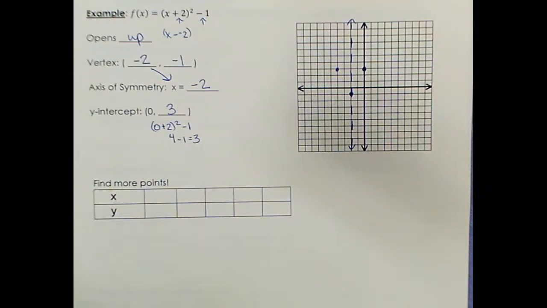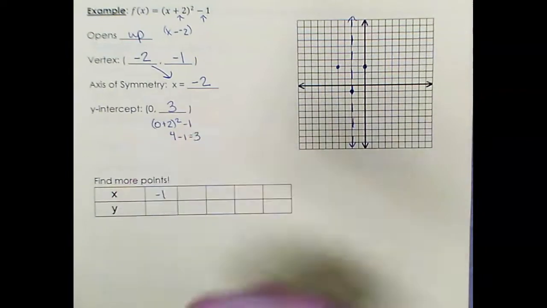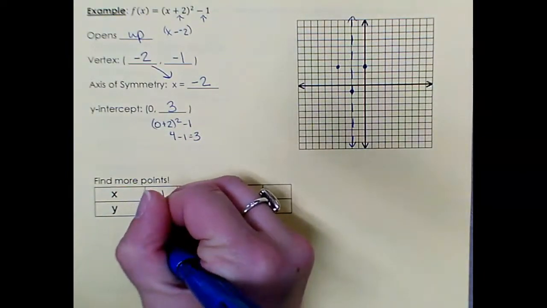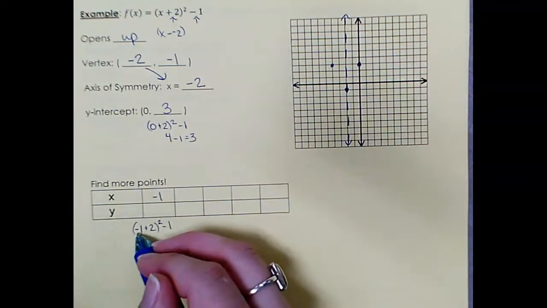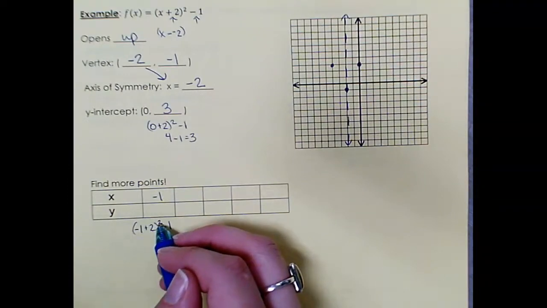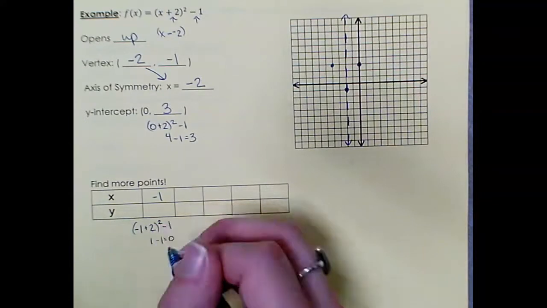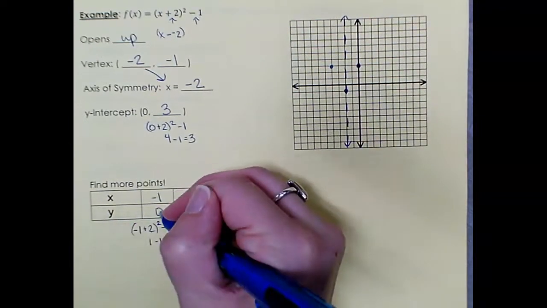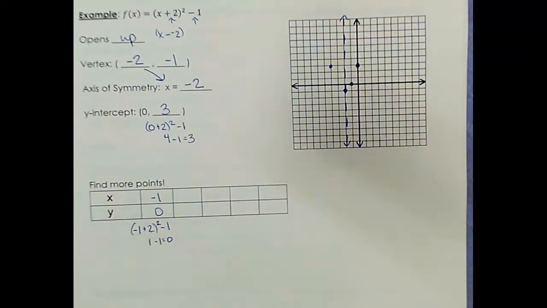So let's say I want to find when x is negative 1. So when x is negative 1, I'm going to substitute into the formula negative 1 plus 2 squared minus 1. Negative 1 plus 2 is 1. 1 squared is 1. And 1 minus 1 is 0. So the point negative 1, 0 is on my graph. This is looking familiar, isn't it?